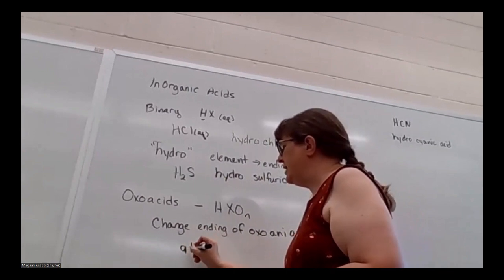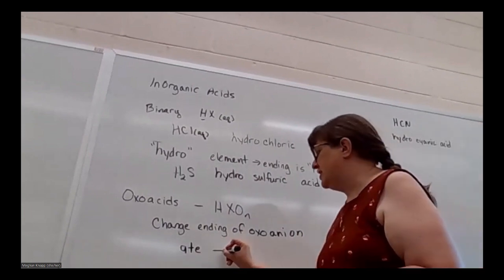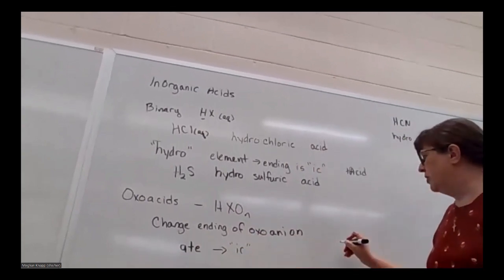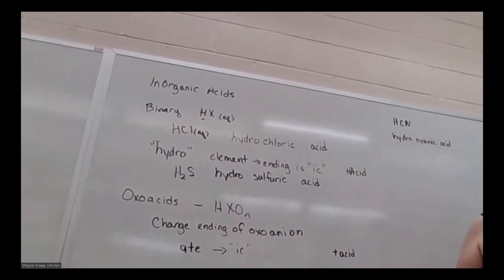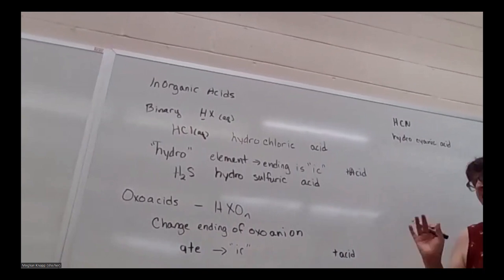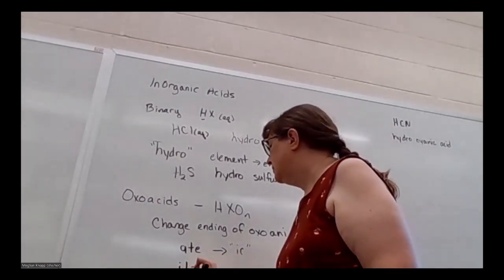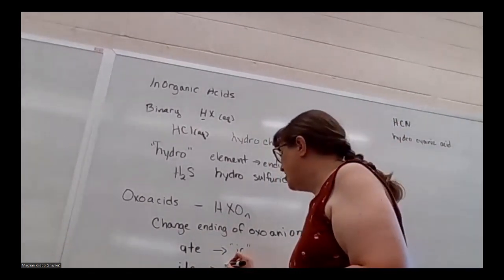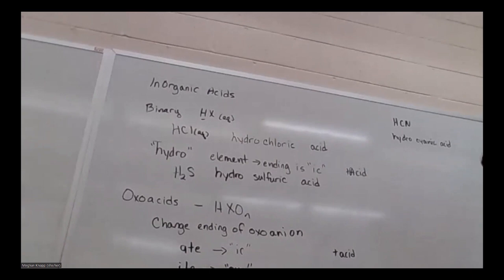If it ends in ate, like most of the ones we've looked at, sulfate, perchlorate, carbonate, we're going to change that to ic. And then we're going to add the word acid. Okay. So very similar to what's going on up here, except we don't start with hydro. We just use whatever the anion name is, change the ending to ic, and then add the word acid. If the ending is ite, that means there are fewer oxygens, but there are still oxygens there. We change that ending to ous. O-U-S, not just U-S. And also add acid.